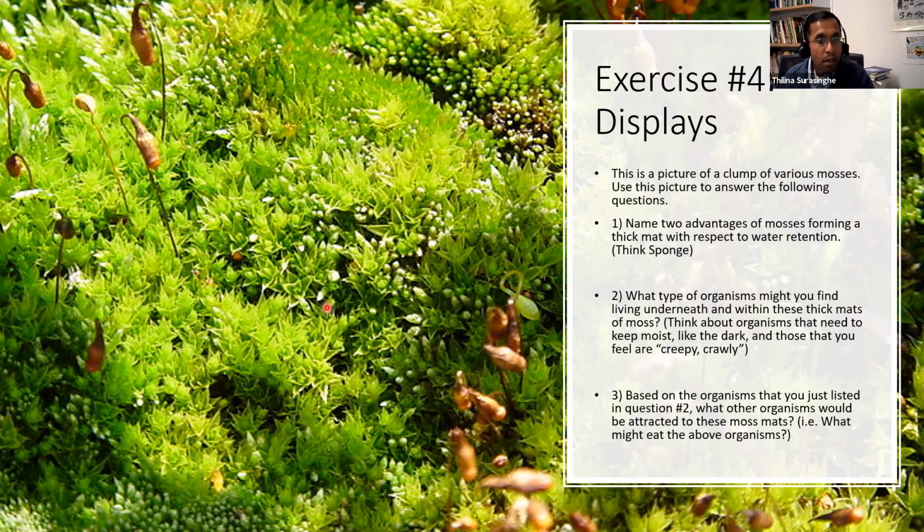Question number 3, based on the organisms that you just listed in question number 2, what other organisms would be attracted to these mosses? Now that question is, of course, about, okay, provided that there are certain animals that are attracted to moist, wet, humid environments, what other animals will come there just to eat the others? So the question is as simple as that. And that is the end of the exercises.